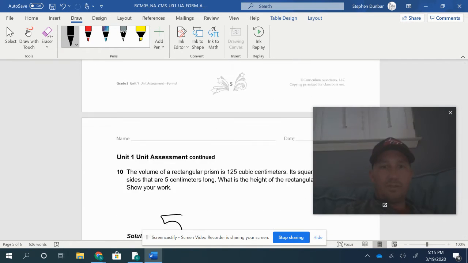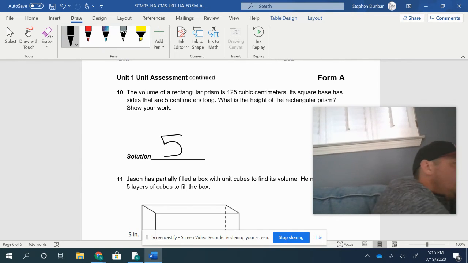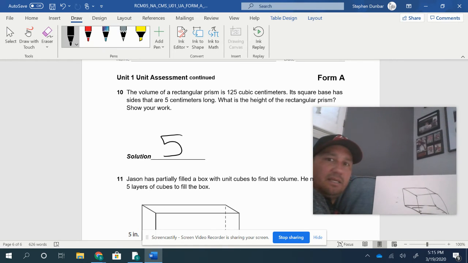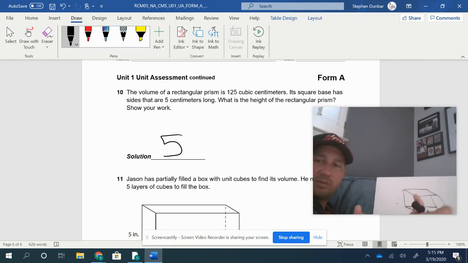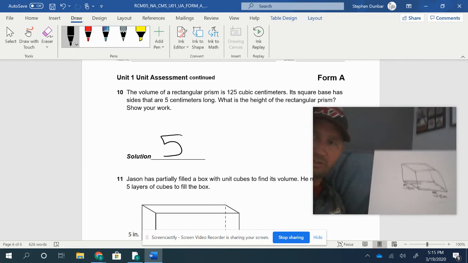Moving on to question 10. Basically, if we just use the same drawing, I'm going to erase the numbers and use the same drawing. And it tells us the square base. When you think of a square base, square is telling you that all the sides are the same length. So that means this one is 5 and this is 5, and these are centimeters. So it's 5 centimeters times 5 centimeters.